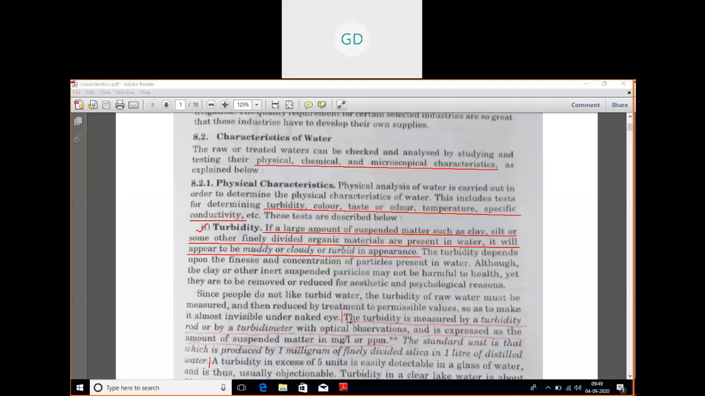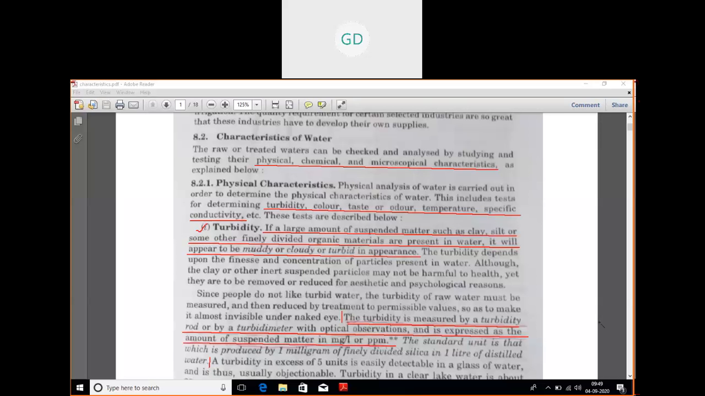What is written: the turbidity is measured by a turbidity rod, or by a turbidimeter with optical observations, and is expressed as the amount of suspended matter in milligram per liter or ppm. So this line, what does it mean? It is told that the turbidity is measured.